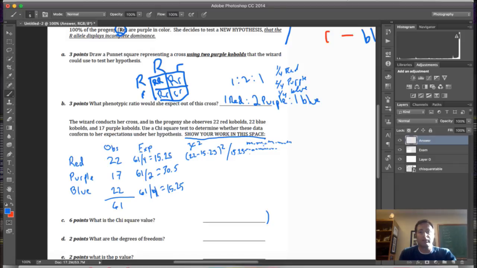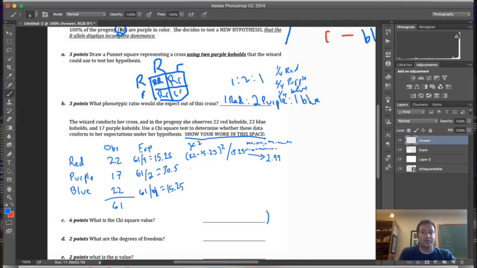Well, I made my stupid handwriting example in the way, but we'll just have to figure that out. So if you use your calculator, that works out to be, and I used to know this off the top of my head, 22 minus 15.25 is 6.75 squared. It's 45.56 divided by 15.25, 2.987. So let's just round that up. Two significant digits, it's probably fine, by the way. 2.99.